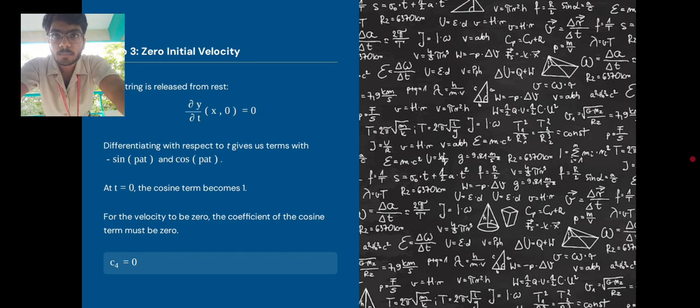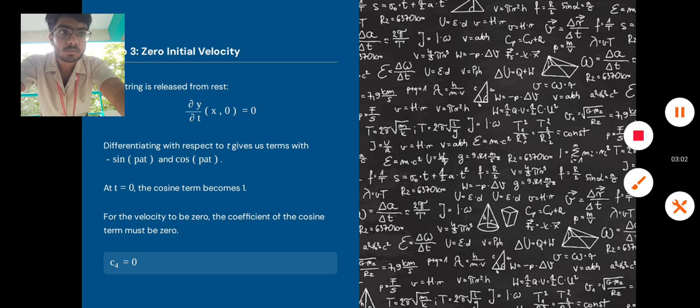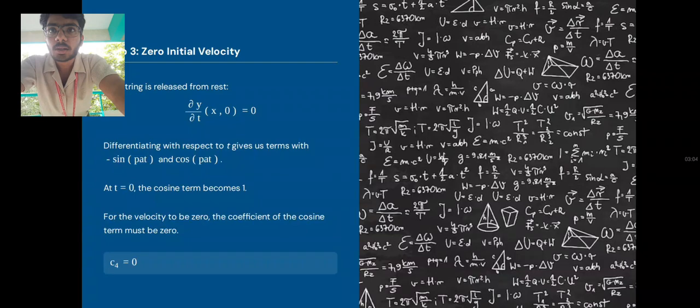Now apply the time derivative condition. When differentiating with respect to t, cosine terms turn into sine terms and sine terms into cosine terms. At t equal to 0 the sine component vanishes naturally. However, the cosine component becomes 1. For the velocity to be 0, the coefficient attached to the cosine, which is c4, must be 0. So c4 equals 0.